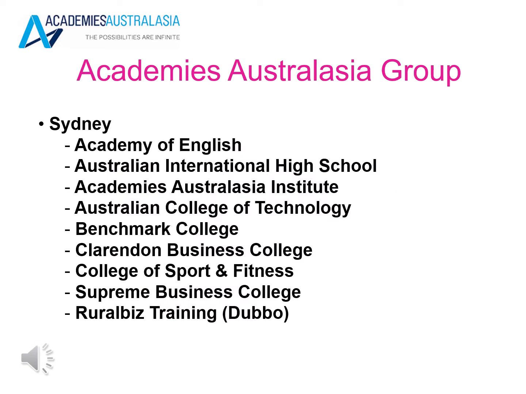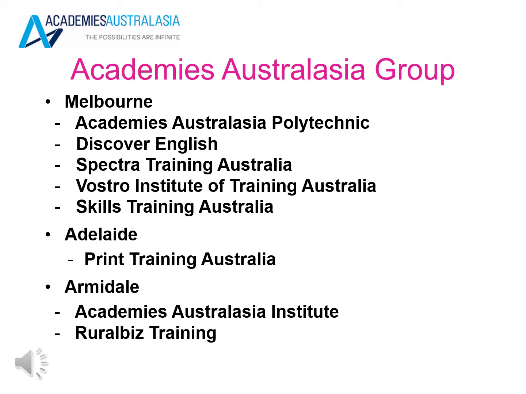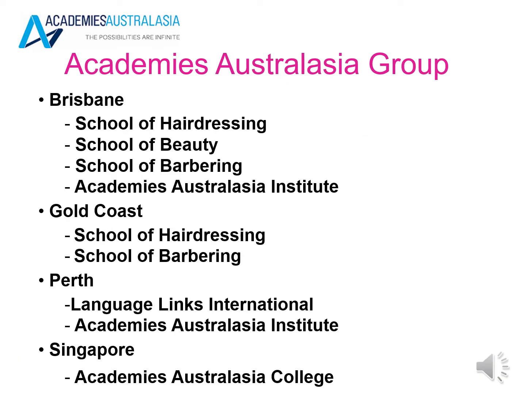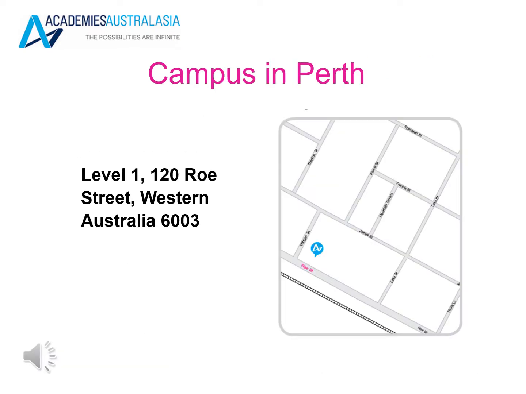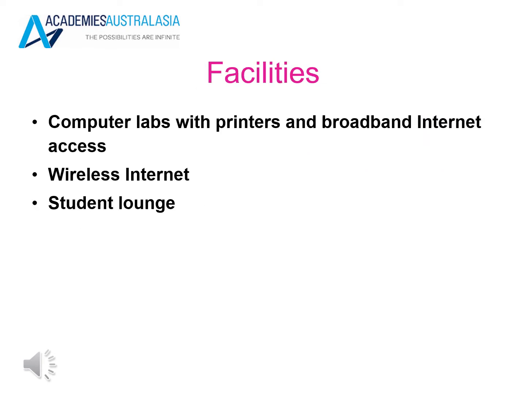Academies Australasia Group has colleges throughout Sydney, Melbourne, Adelaide, Armidale, Brisbane, the Gold Coast, Perth, and Singapore. Our Perth campus is located on Level 1, 120 Rose Street, Western Australia. On the campus, you'll find computer labs with printers and internet access, Wi-Fi, and a student lounge.